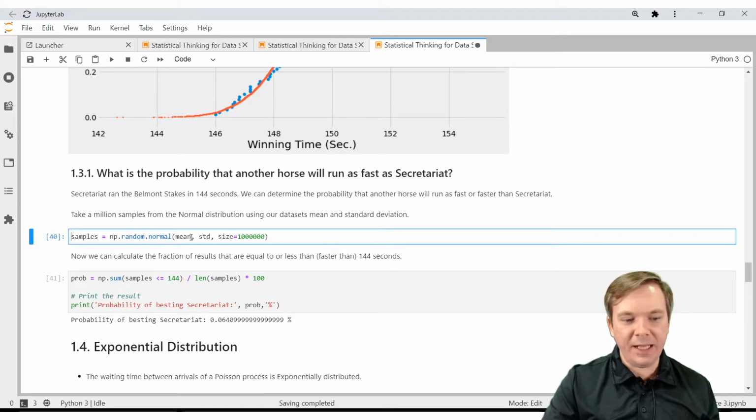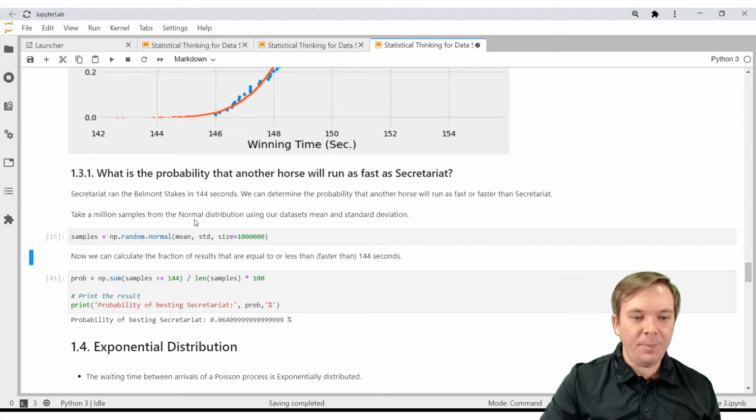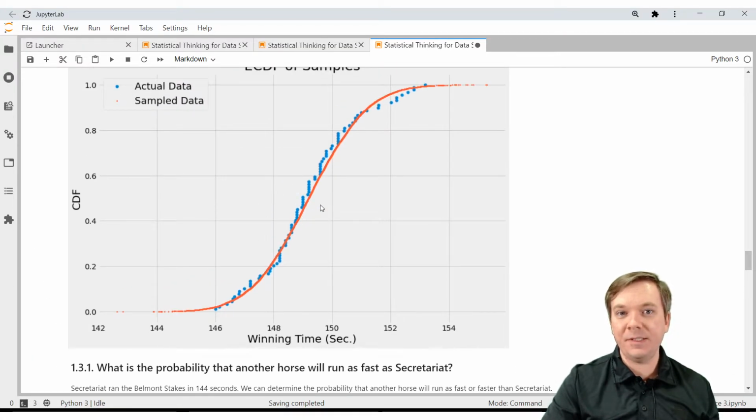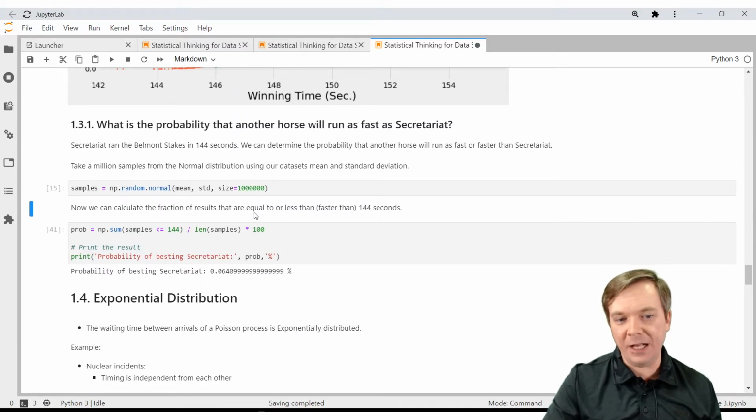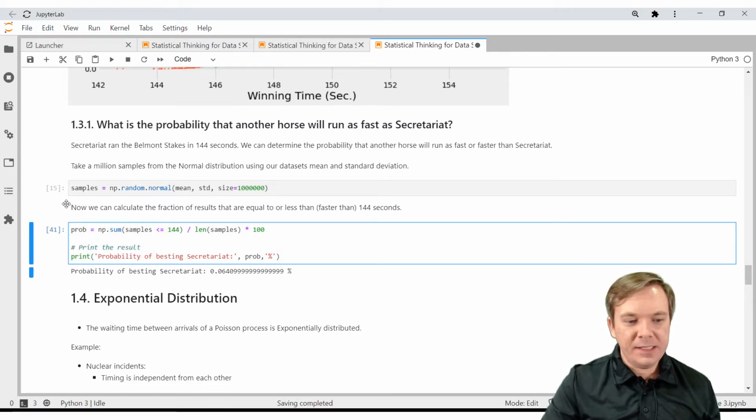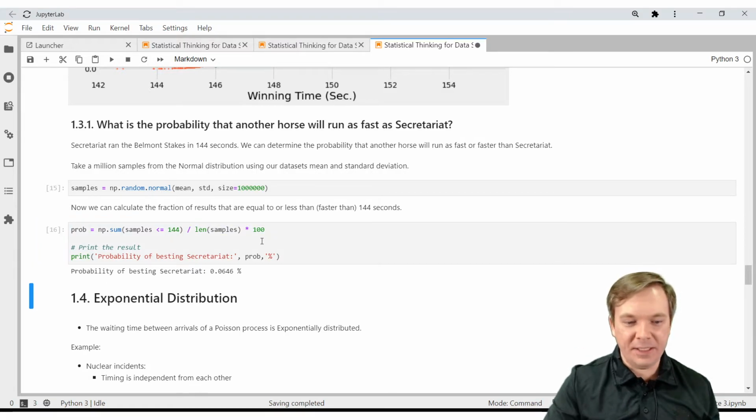So, what's the probability that another horse will run as fast as Secretariat using the data that we have? What we can do is create a sample of, let's see, 1 million. We're going to basically do 1 million races with a mean and standard deviation using a normal distribution, okay? And because now we know that it's normally distributed, we can simulate from that, and we can assume things based on that. So we can calculate the fraction of the results that are equal to or less than 144. We're going to take whatever the seconds are that are less than or equal to 144, measure that from our samples, and divide that by the length multiplied by 100. And that will give us the probability, okay?